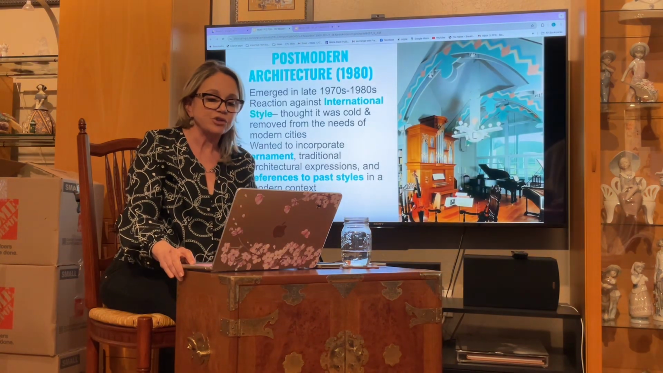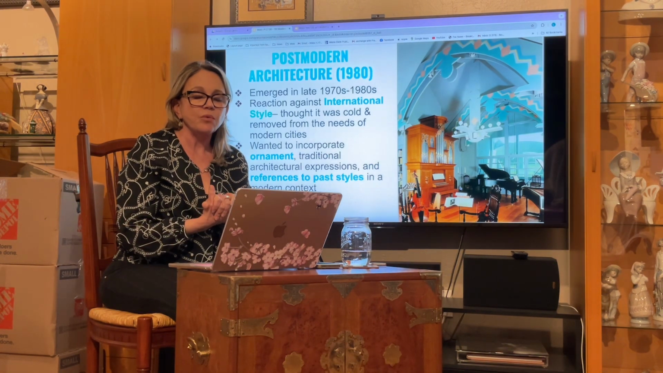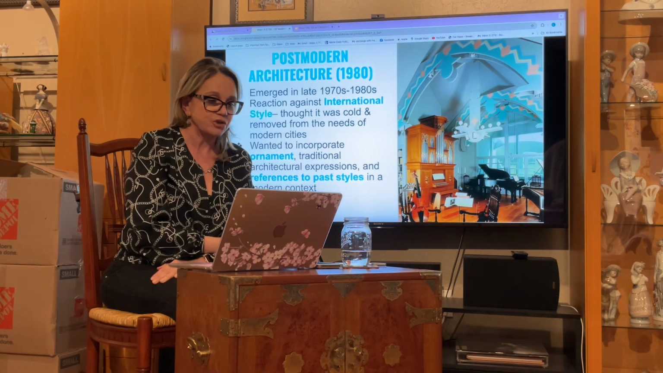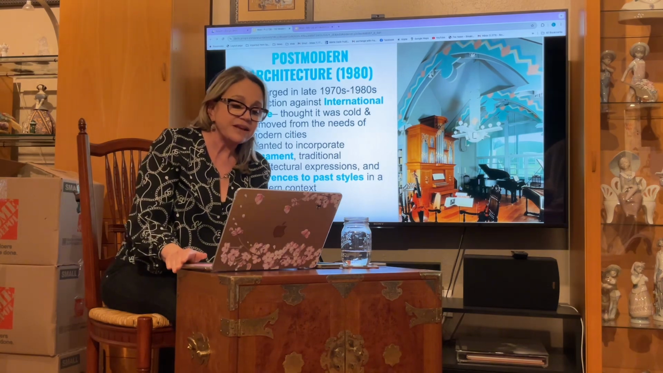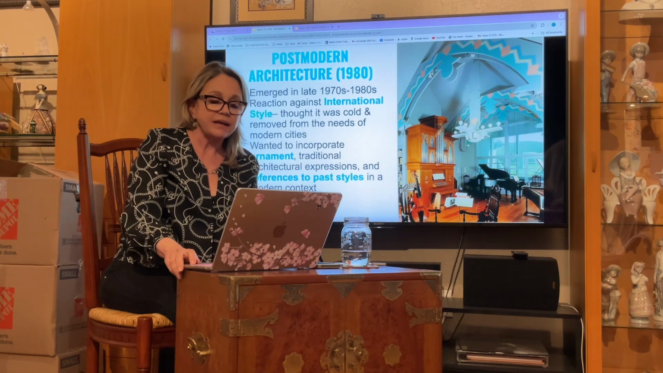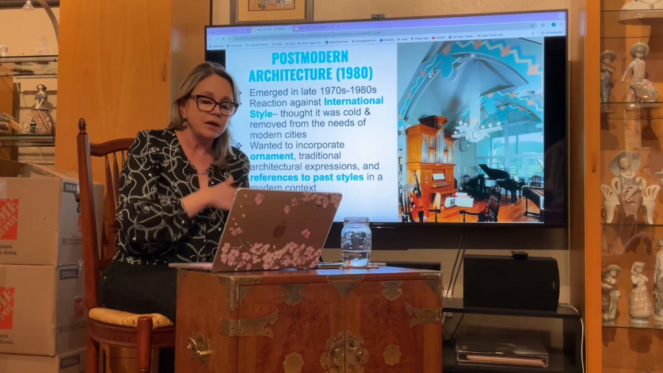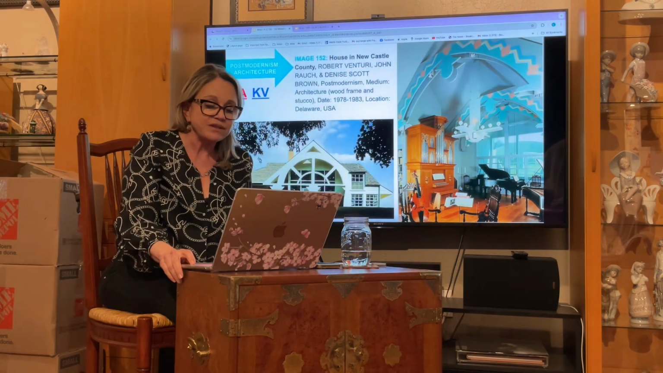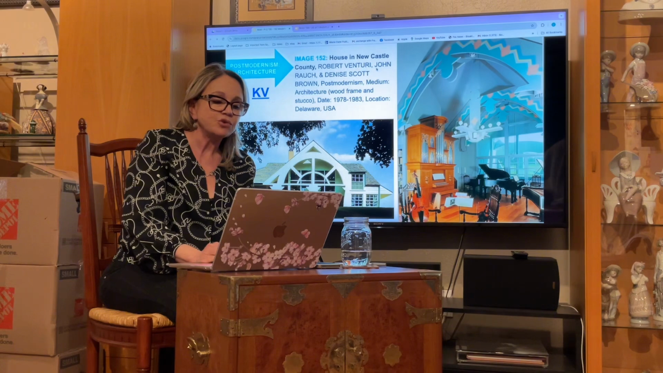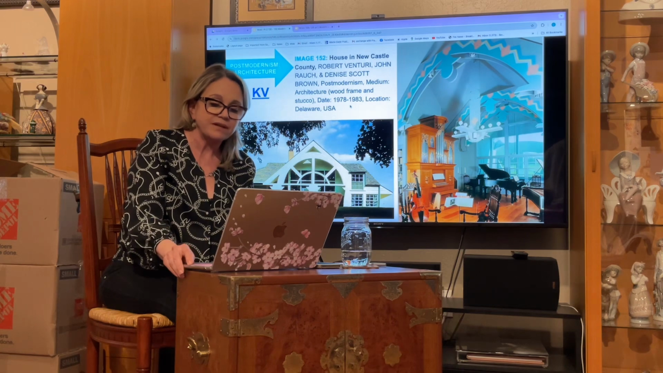Postmodernism architecture. So we looked at the prairie style, and we looked at the international style, and now we're going to look at postmodern architecture. This emerged in the late 70s and 80s as a reaction to the international style, and so we incorporated in this style a lot of extra allusions and references to the past. Here we see the front of the house. It was made by Robert Venturi, John Rauch, and Denise Scott Brown, and this is postmodernism. It's wood frame and stucco.